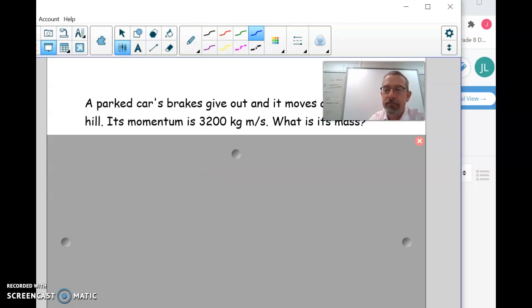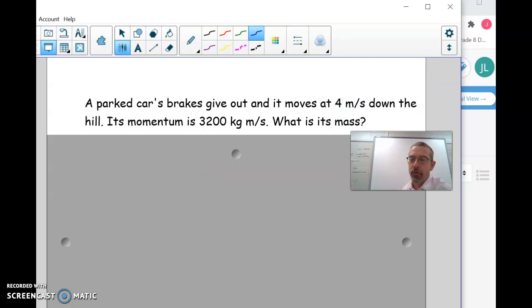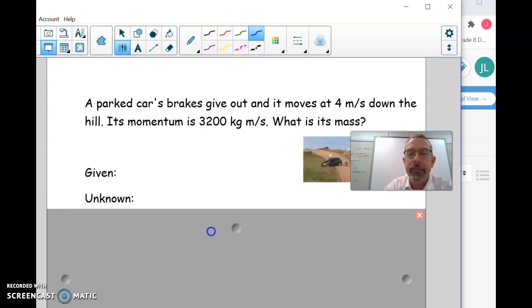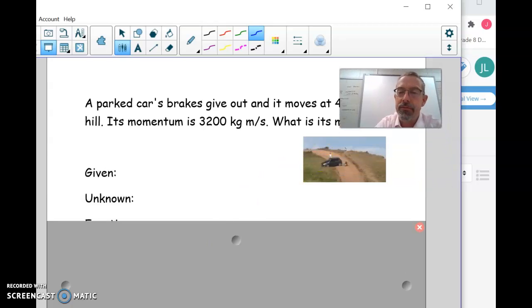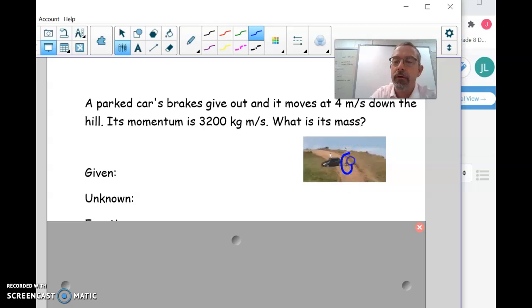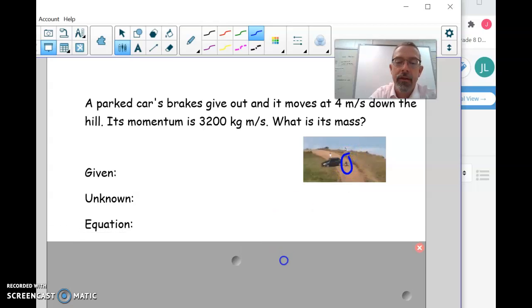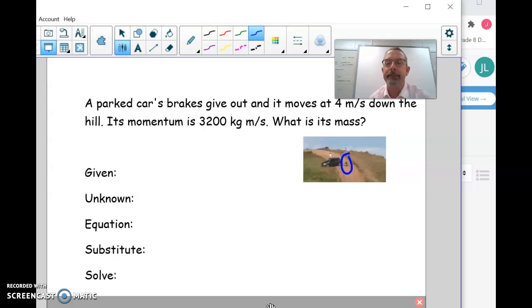So a parked car's brakes give out, and it moves at 4 meters per second down a hill. Its momentum is 3,200 kilogram meters per second. So what is its mass? Well, that actually happened in this situation right here, and it ran over this picnicker right there. Bad day for a picnic. So here, look at what they're giving us. Moves at 4 meters per second. You've got to ask yourself, is that a momentum? Is that a mass? No, it's a velocity. So I'm going to write down V equals 4 meters per second.